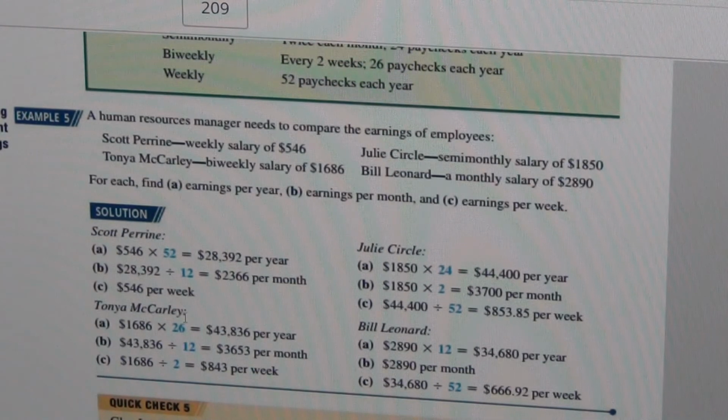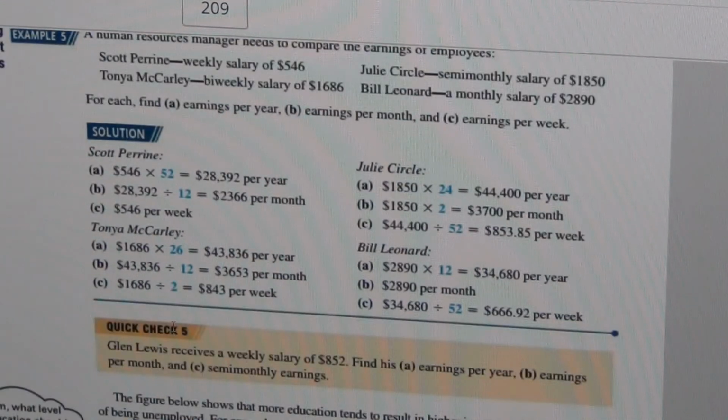We'll take a look at Tanya. Tanya's was a $1686 bi-weekly salary, so we'll focus on her. $1686 bi-weekly, so how does that convert to per year? There are 26 pay periods in a bi-weekly, since you're getting paid once every 2 weeks. So we're going to take that 1686 multiplied by 26, and that gives us the annual amount that Tanya's going to be earning. Now that we have the annual amount, we can divide that by 12 to get the per month.